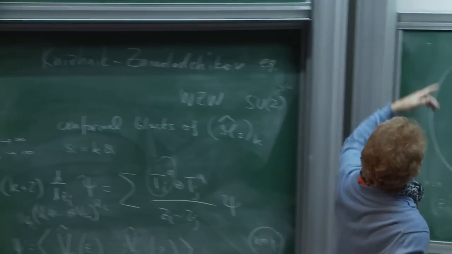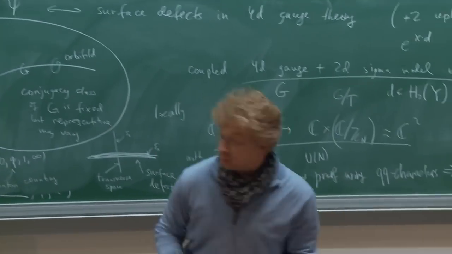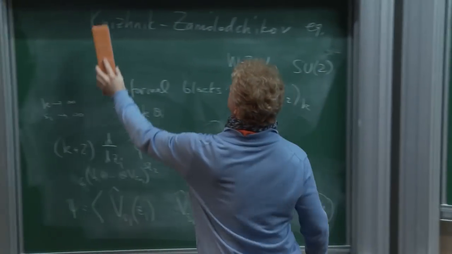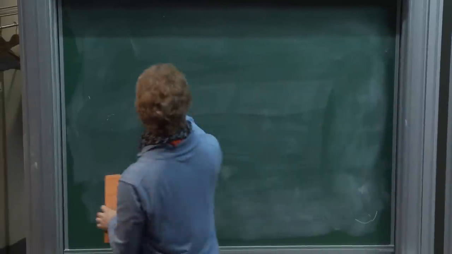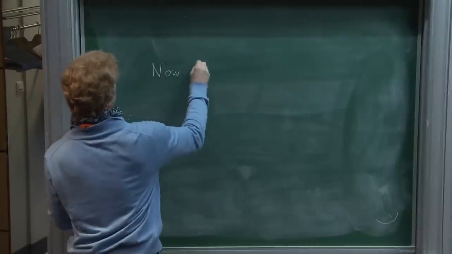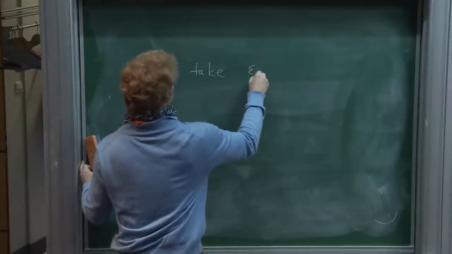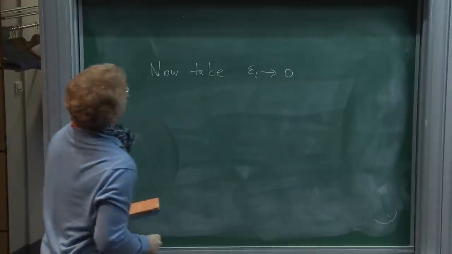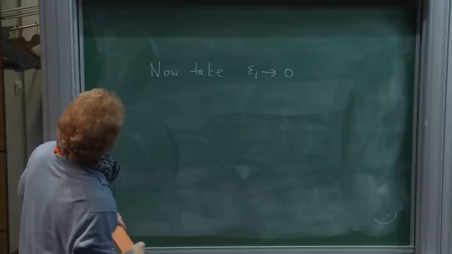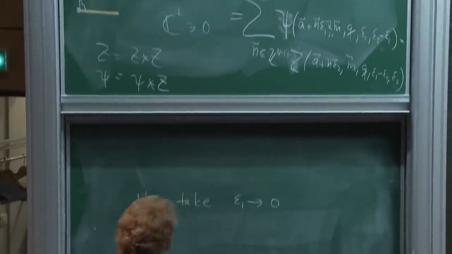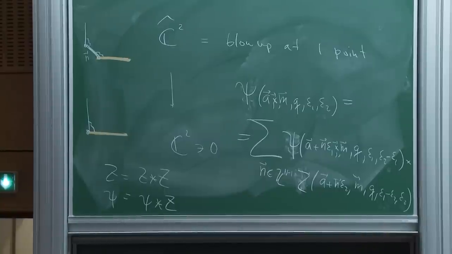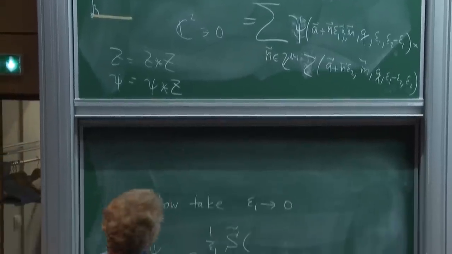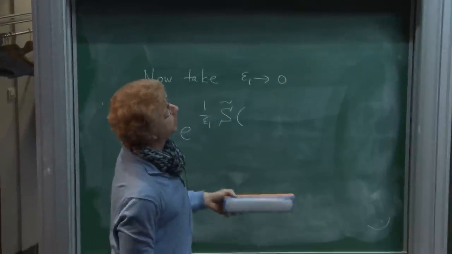And now, in order to arrive at the relation by Gamayun, Iorgov, and Lisovyy, you take the limit epsilon 1 goes to 0. Then both psi's will exponentiate, and they'll produce the Hamilton-Jacobi potential.